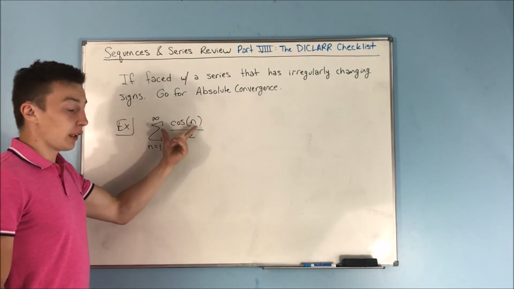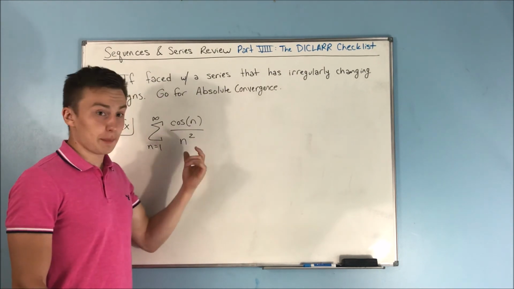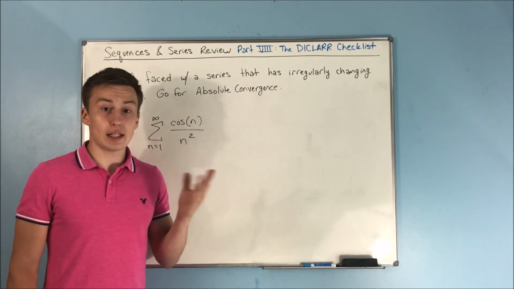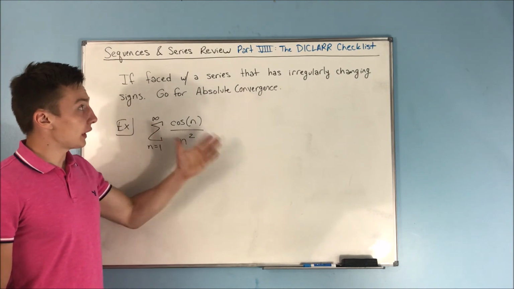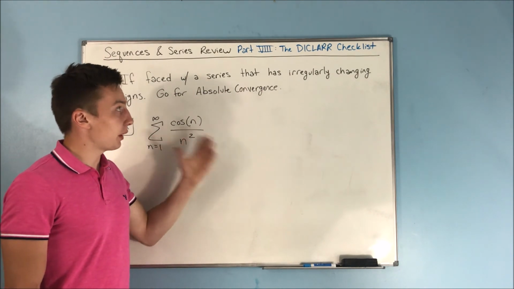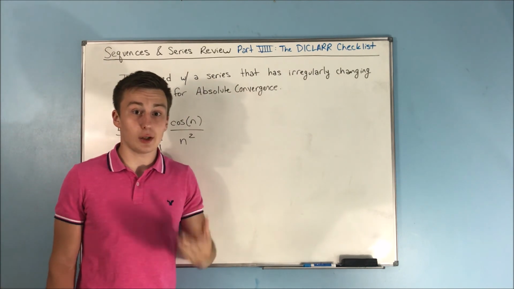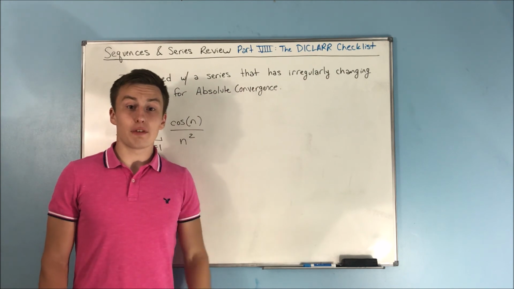If you have a trig function, at least what I've seen it mostly used for is something like this, or something like an alternating series test, and we've done examples with that. If you want to go see that, definitely go check out those videos. But yeah, that's going to do it for this pretty much. I really hope that this DICLARR checklist helps. It definitely helped me. So yeah, that's going to do it for this video.